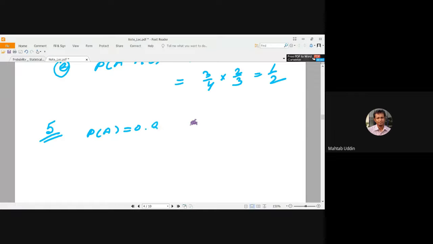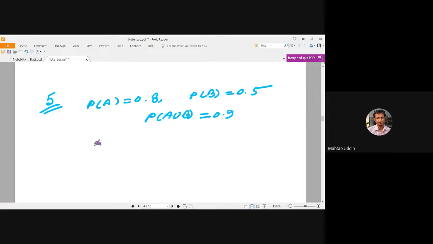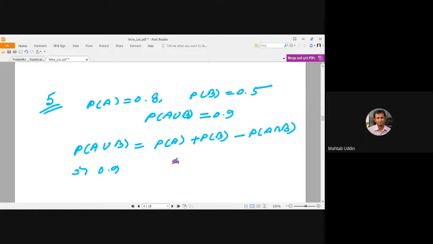0.8. P of B equal to what? 0.5. And P of A union B is what? 0.9. Now look at this. We know P of A union B is equal to P of A plus P of B minus P of A intersection B. Do you know? 0.9, Yes, sir. 0.8 plus 0.5 minus P of A intersection B.